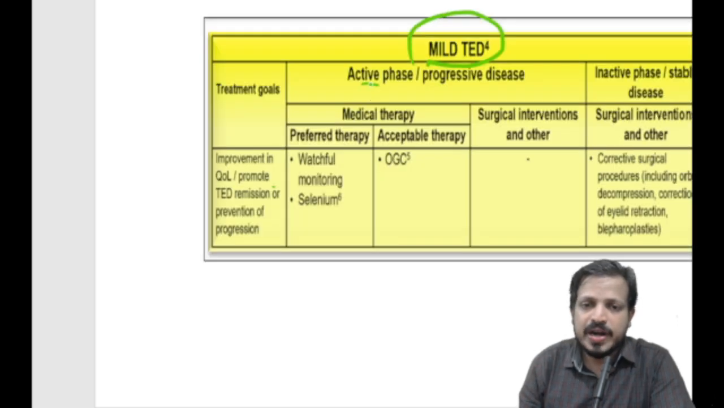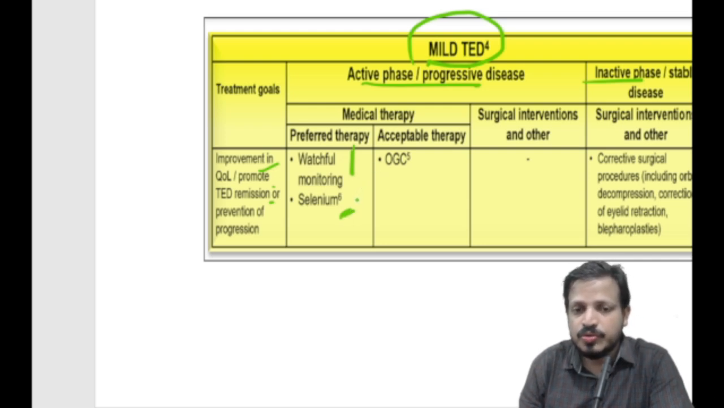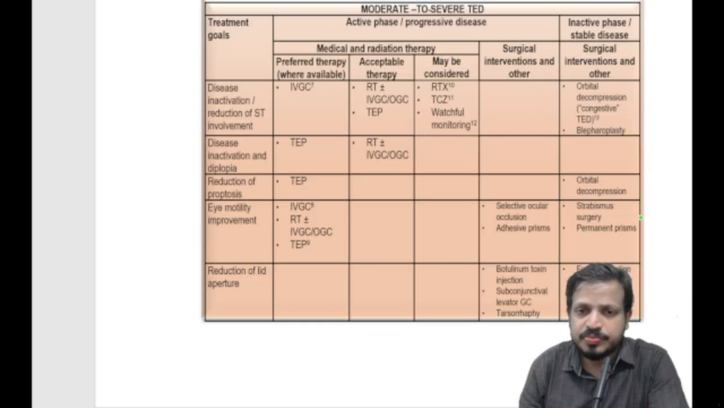The comorbidities we already discussed, along with patient preference and availability of therapy. The disease may be in the active phase or inactive phase. The treatment goals are improvement of quality of life, promoting remission, and prevention of disease progression. Medical therapy is watchful monitoring in mild cases, and selenium 100 microgram twice daily for 6 months. Oral glucocorticoid is an acceptable therapy. If the disease is inactive or stable, you can go for corrective surgical procedures including orbital decompression, correction of eyelid retraction, and blepharoplasty.